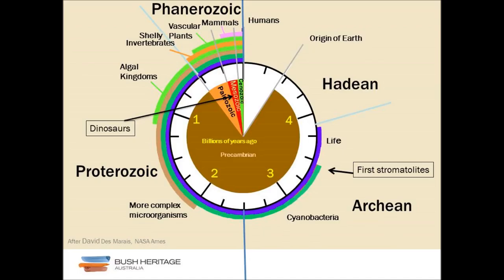And then move forward in time, and we start to get more complex organisms in the Proterozoic, and near the end of the Proterozoic, we get algae and things like that. But it's not until the Cambrian explosion, which is right where you see the Phanerozoic begin, that we get this radiation of life.